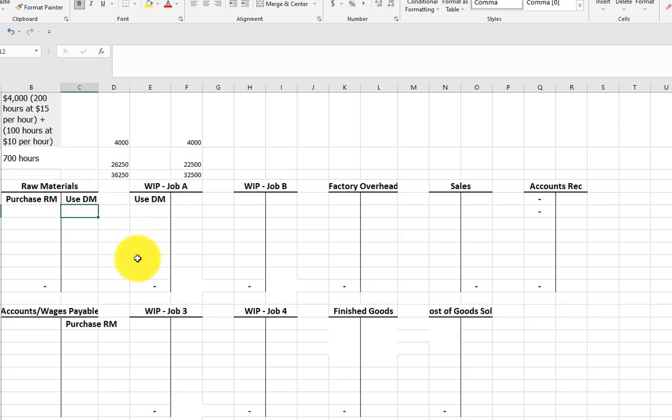If we use indirect materials, all right, that would go in factory overhead because we can't identify what job it goes to. That's the definition of an indirect material, can't identify the job.